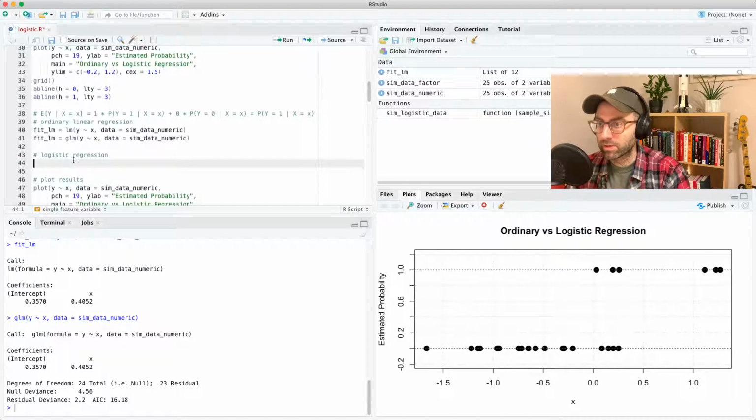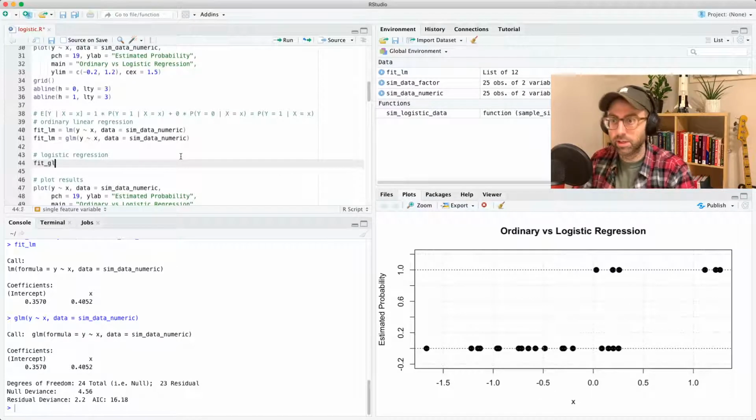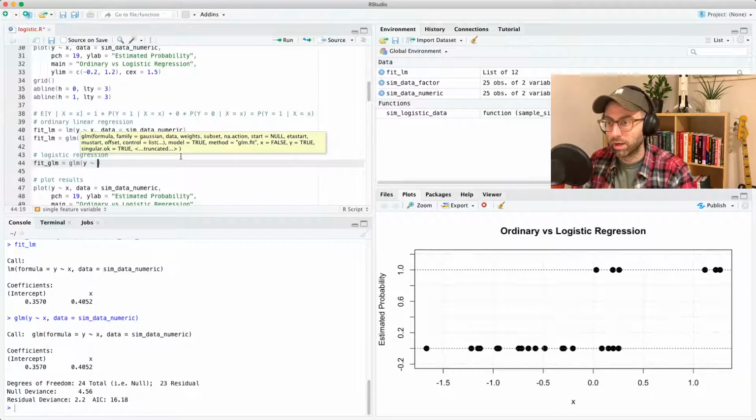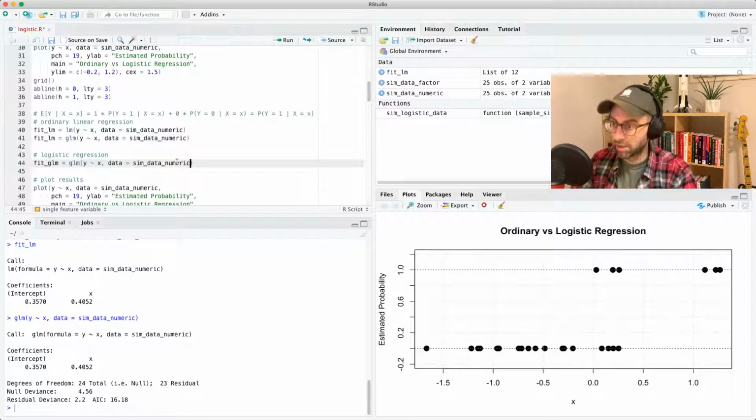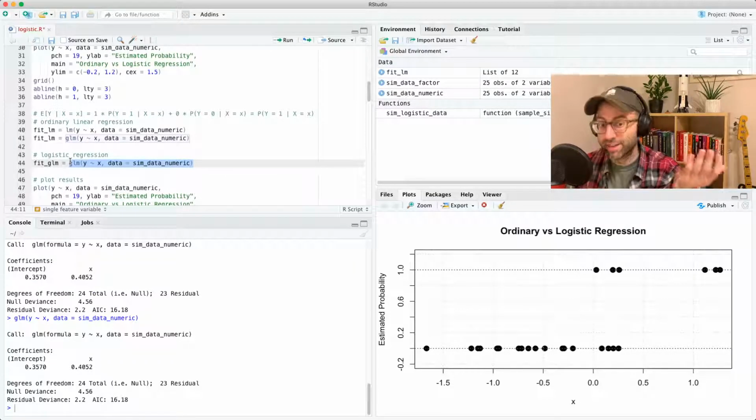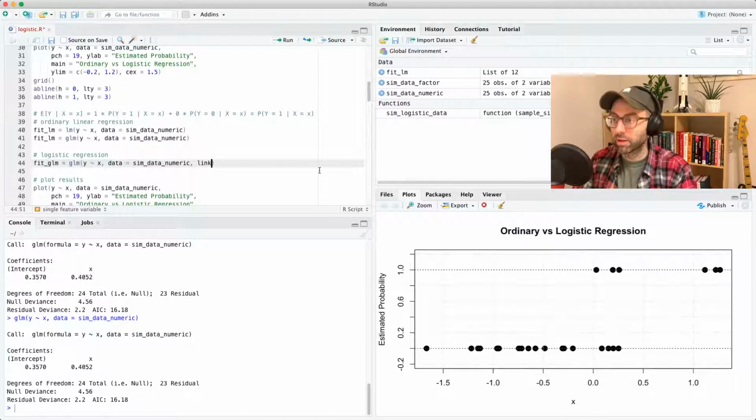Okay, so now let's move into using logistic regression. I'm going to call this fit GLM, and I'm going to do GLM y tilde x. Well, why don't I just copy paste a little bit? Okay, except clearly this is not logistic regression. This is linear regression. So what do we have to do to make it logistic regression? Well, we need to introduce a link function, and we're going to use what's called the binomial link function.